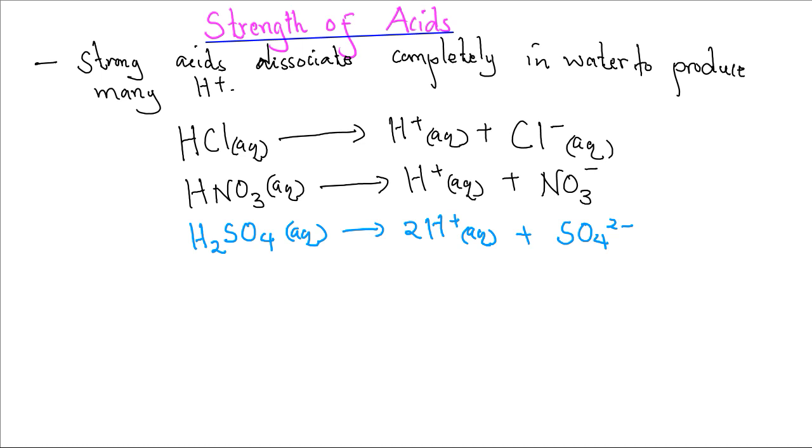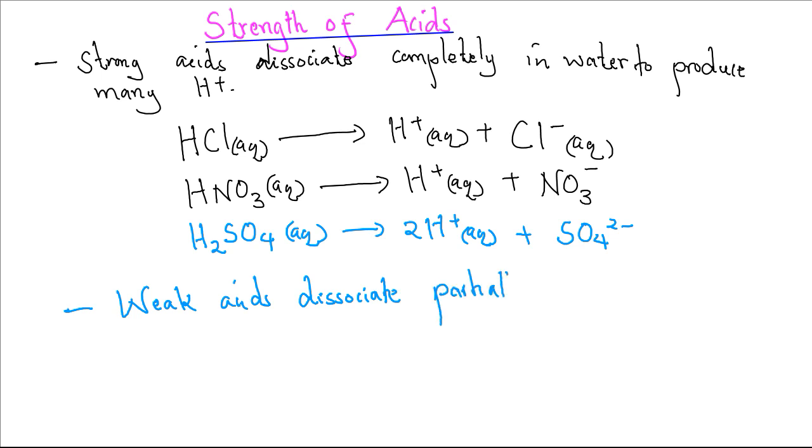Now, weak acids dissociate partially to produce few hydrogen ions.